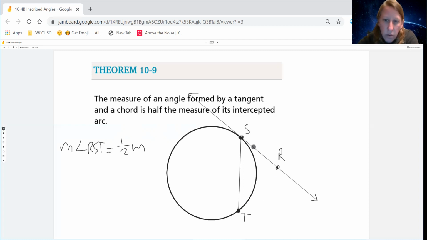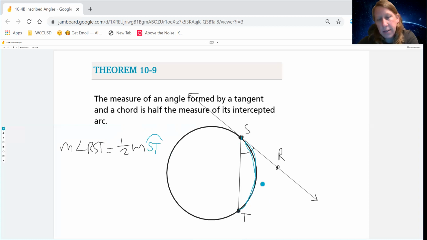This is the angle that I'm talking about. Notice it's not completely in the circle. Its vertex is on the circle, but part of it's out here, and you don't focus on that part though. This is the angle we're trying to find the measure of. Where does that angle hit the circle? Well, it hits the circle at 2 points. It hits it here and it hits it here. So the intercepted arc is arc ST.